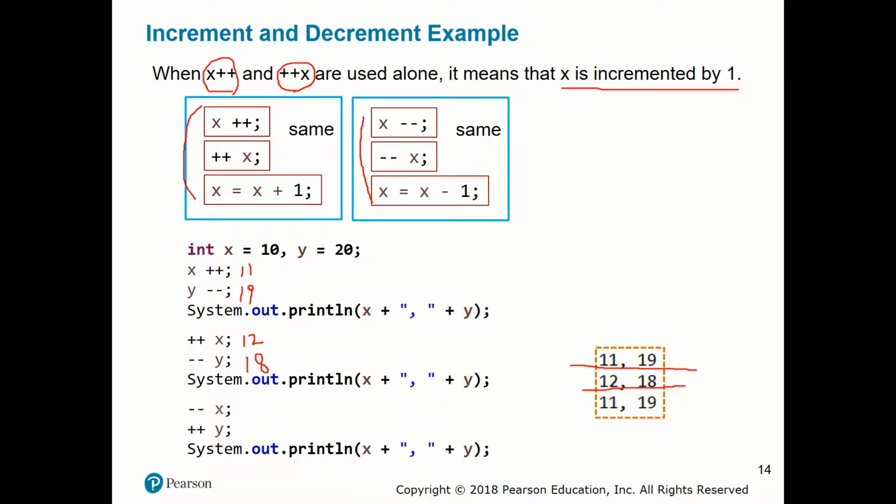And here x is decreased by 1, so x becomes 11. And y is increased by 1, y becomes 19. So finally, in this print statement, 11 and 19 are printed out.